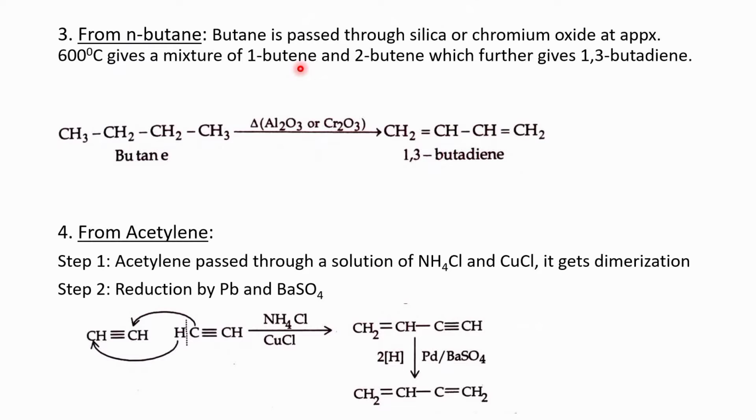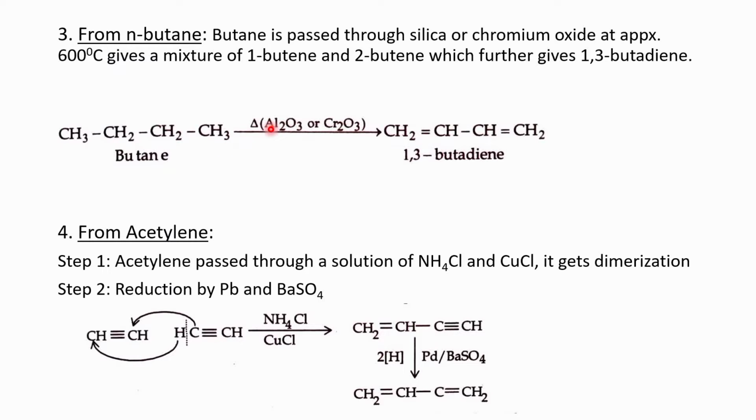Then the third preparation is from n-butane. This is a butane structure. This is n-butane; n means it is a straight chain. Okay? When it is a straight chain we call it n. If it is branched, it's called iso, right? So we call it n-butane because it's a straight chain.